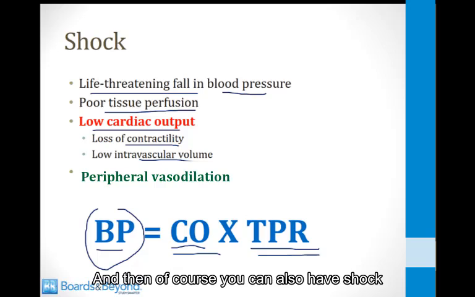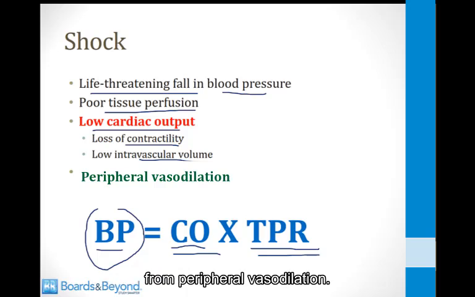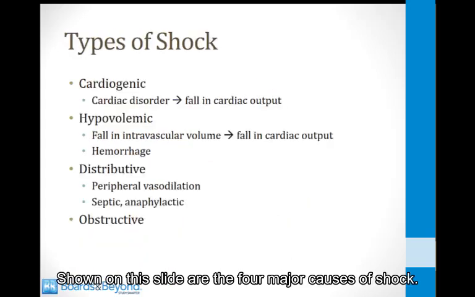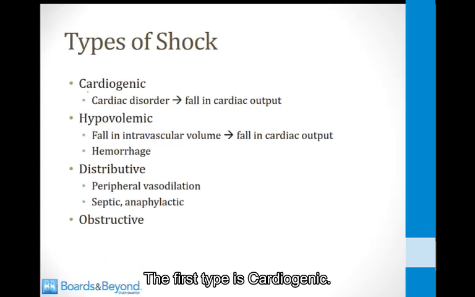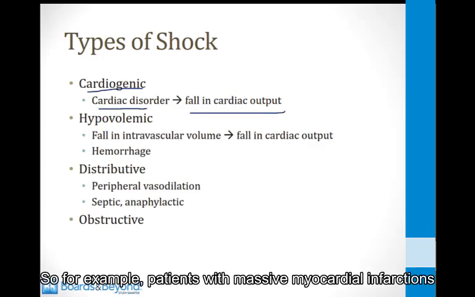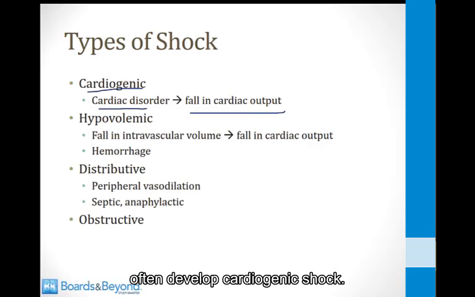And then, of course, you can also have shock from peripheral vasodilation. This leads to a fall in the peripheral resistance. Shown on this slide are the four major causes of shock. The first type is cardiogenic. This is a cardiac disorder that leads to a fall in cardiac output. So, for example, patients with massive myocardial infarctions often develop cardiogenic shock. The problem is a loss of contractility and a fall in cardiac output.